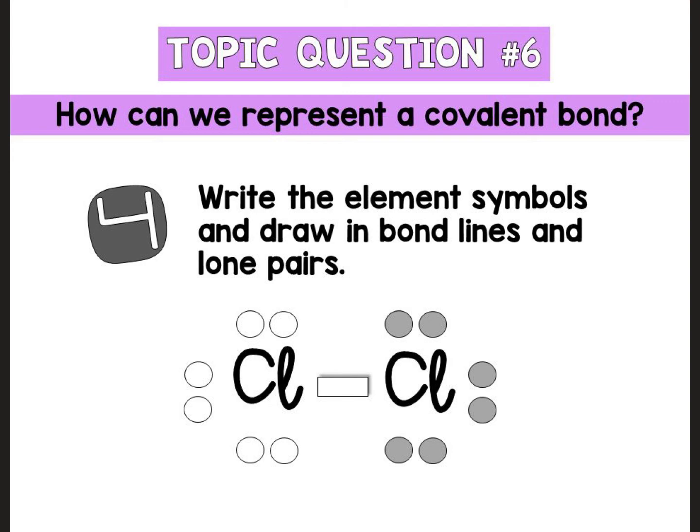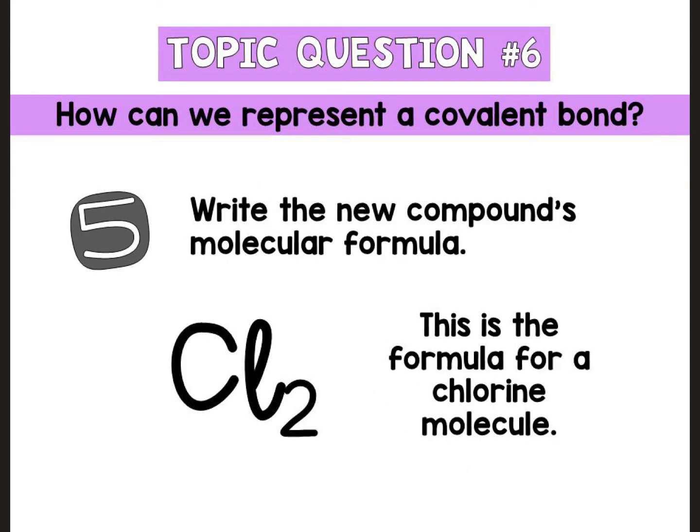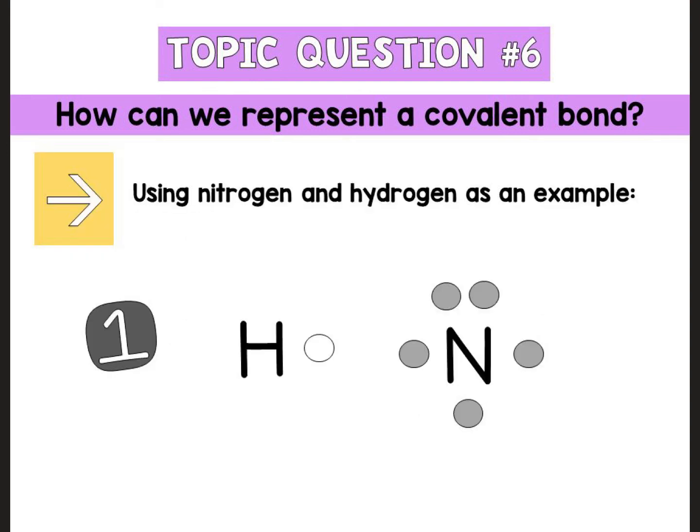Now we're going to write the element symbols and draw in bond lines and lone pairs. So any electron that participates in a bond will not be drawn as a circle anymore. Instead, we're going to replace both of them with a line, and we leave our lone pairs as pairs of dots. Finally, write the new compound's molecular formula. This is the formula for a chlorine molecule, Cl2, because we had to have 2 Cl atoms in order to make the molecule.